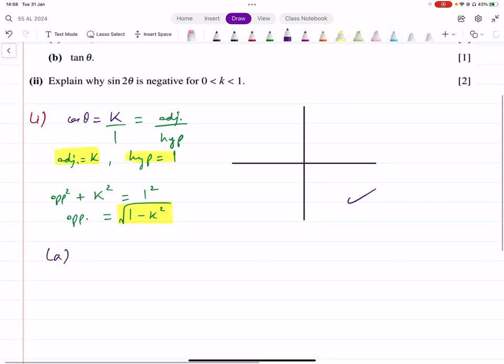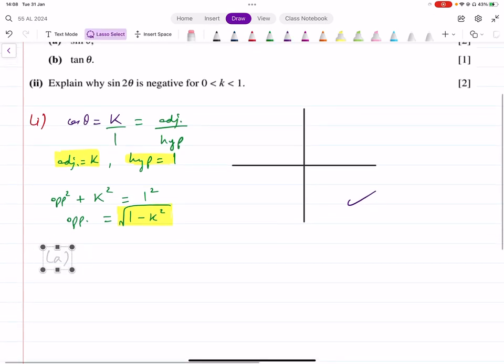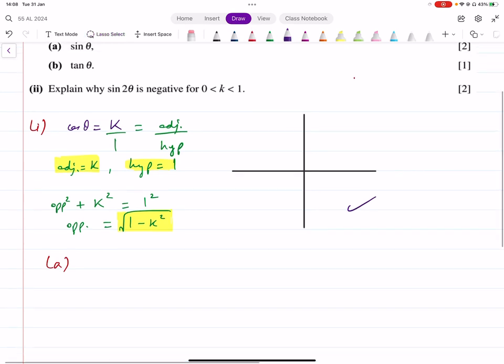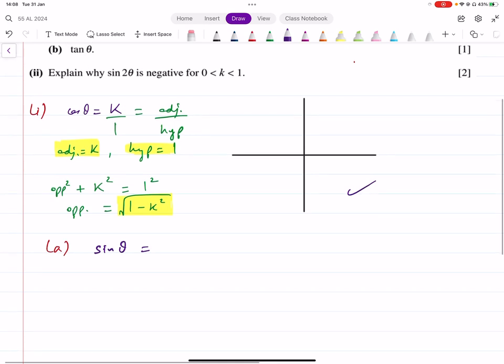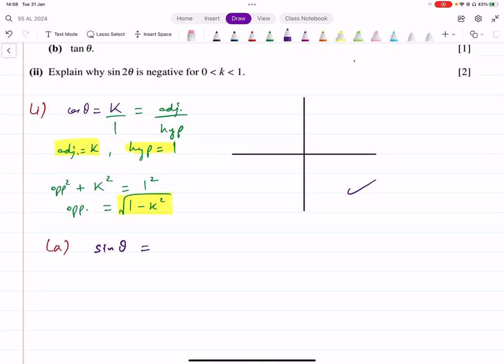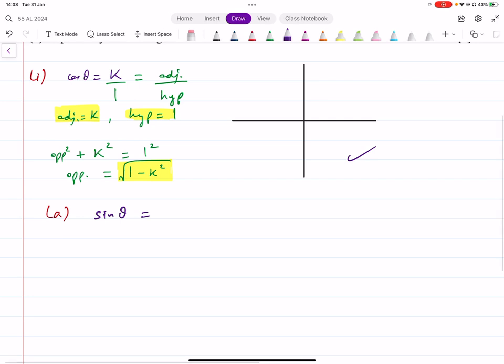Okay, part A of this now. You need to find sine of theta. How is sine defined? Opposite over the hypotenuse. Which is the opposite side? Square root of 1 minus k squared divided by the hypotenuse, which is just 1, or you can just leave that. Since we are in the fourth quadrant, sine is negative there, we put a negative sign. So this is minus square root of 1 minus k squared.